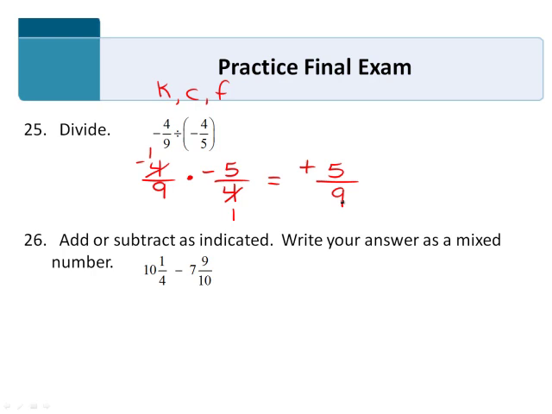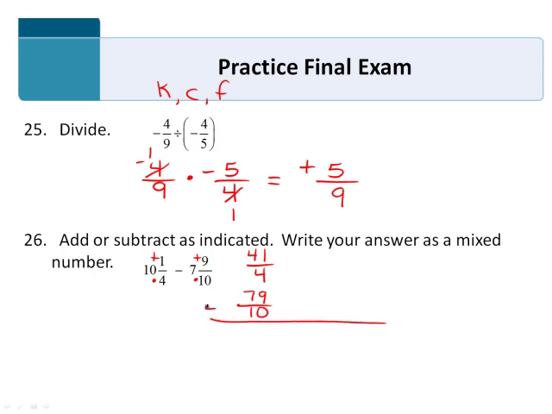Number 26 says add or subtract as indicated. Write your answer as a mixed number. Okay, so this is where anytime you're dealing with mixed numbers, remember the rule is first step, change them to improper fractions, and then you just have a fraction problem. So remember, you multiply and then you add. So 4 times 10 is 40, plus 1 is 41 over 4. And I'm going to write them vertically so we can get the common denominators, all that stuff. And then on the second one, 10 times 7 is 70, plus 9 would be 79 over 10.